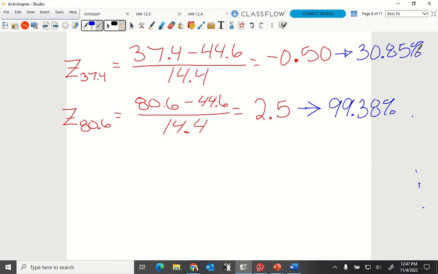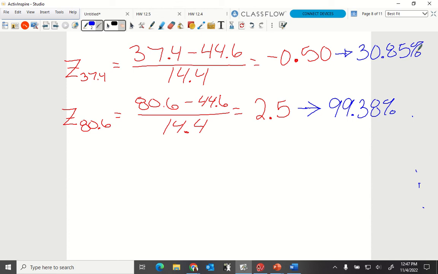Is everyone following, or is anyone questioning so far? How did you choose -0.50 at 30.85 and not -3.5? Because that's the z-score that I just got. So I'm using the z-scores from my table.